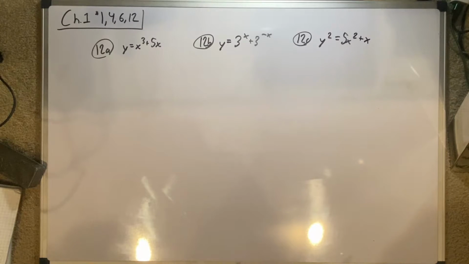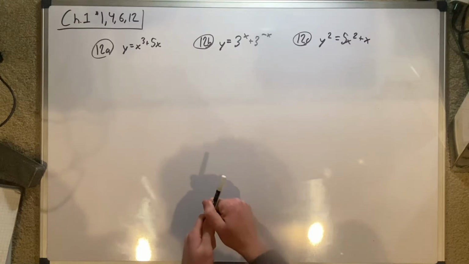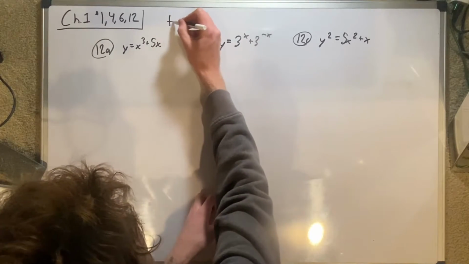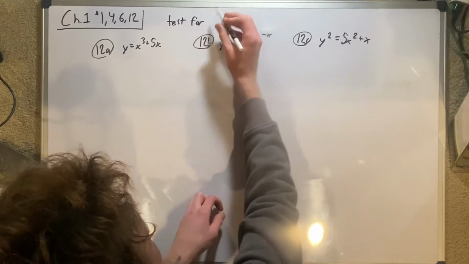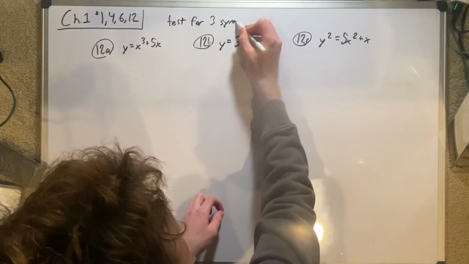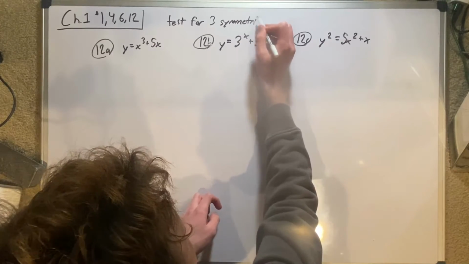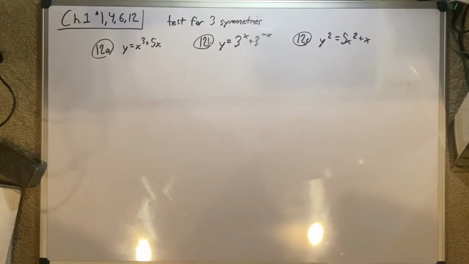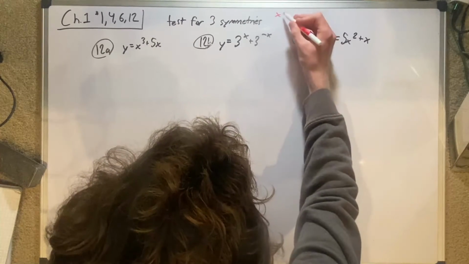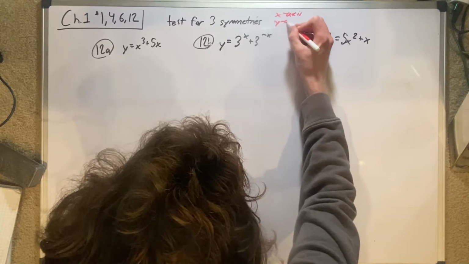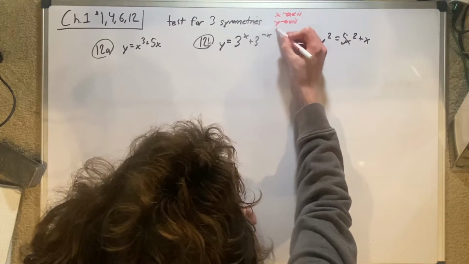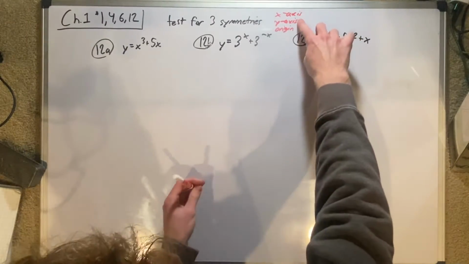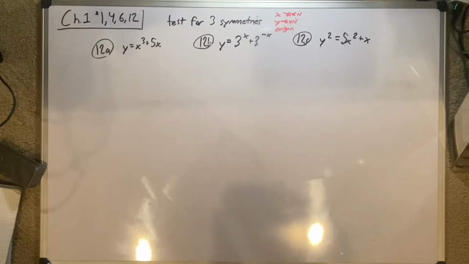Now, all of them are asking us to test for 3 symmetries. If you don't know the 3 symmetries, it would be x-axis, y-axis, and origin. So it flips over the x-axis, flips over the y-axis, flips over the origin.